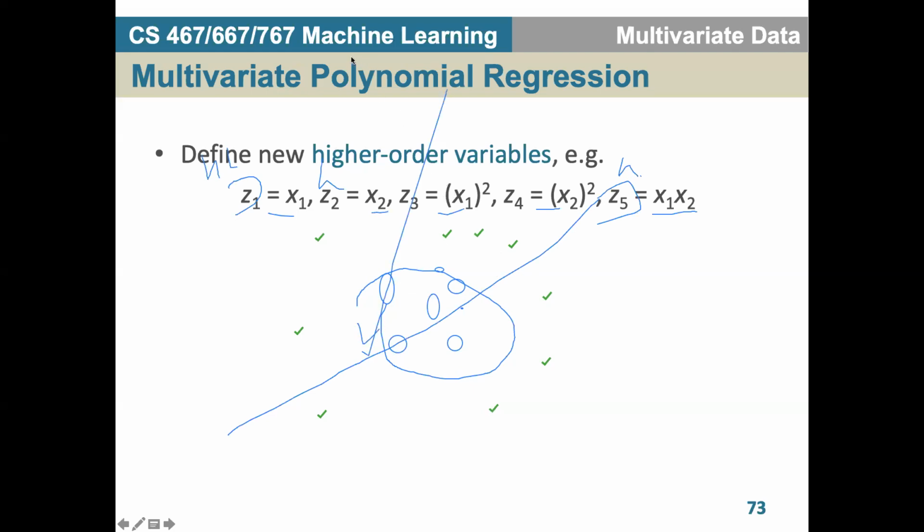Because the circle is really something that we said before: (x1 minus a) square plus (x2 minus b) square less than or equal to R square. It's really some shape like this. But if you factorize it, you can really use the z1, z2, z3, z4, z5. It's a coefficient you can compute.